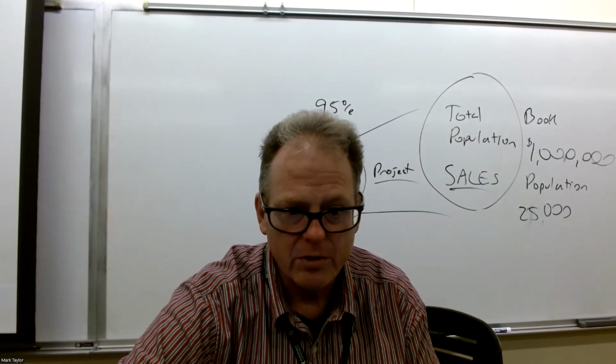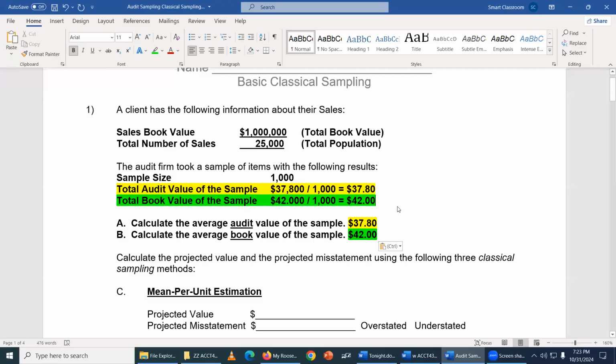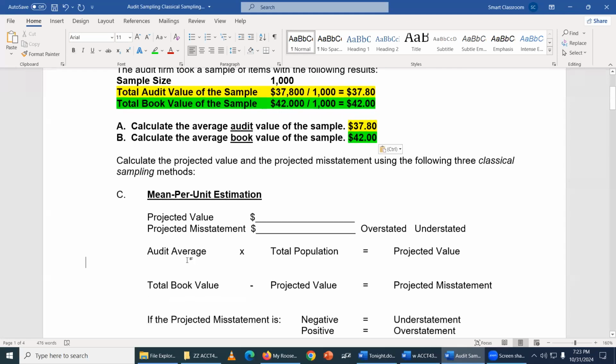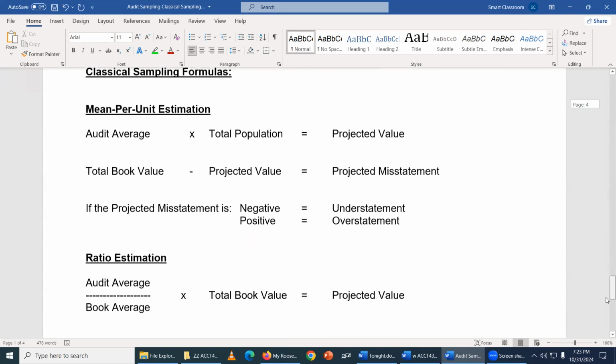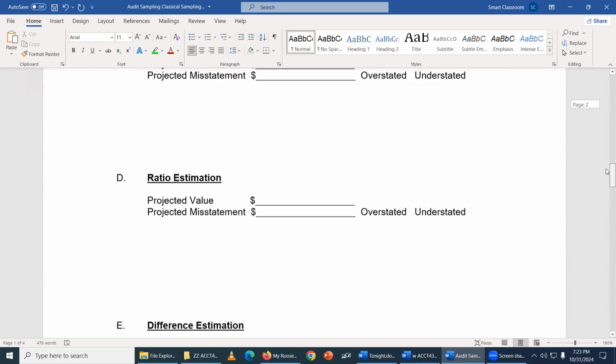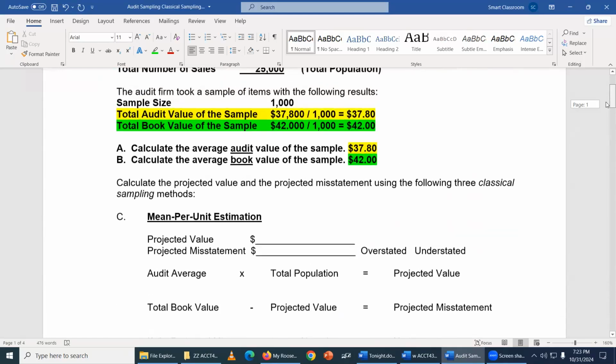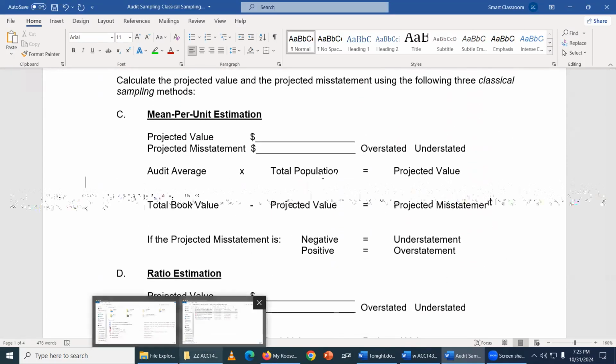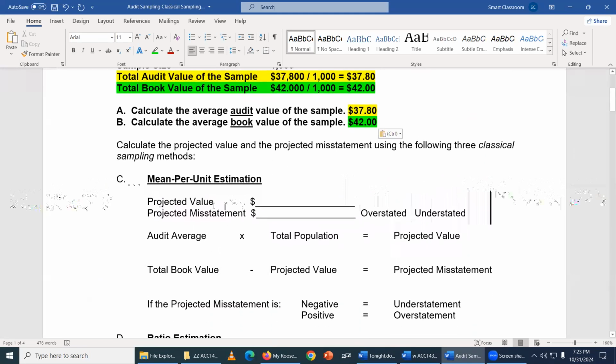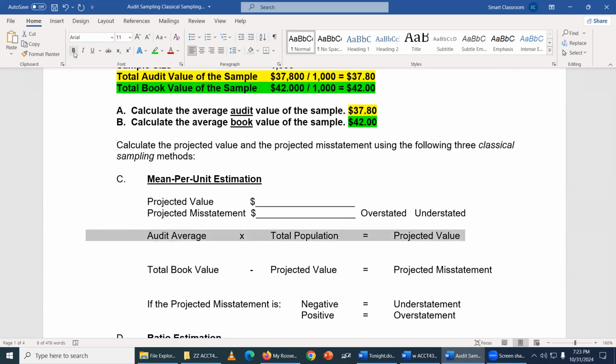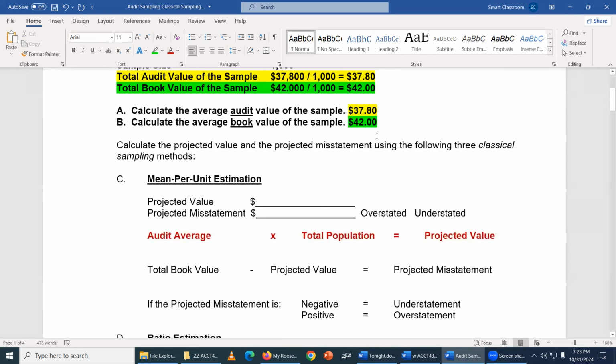And the first one is the mean per unit. And I have the formula here. By the way, the formulas are also at the end of this thing, if you want to take a look at them. Okay. So, mean per unit. We're going to take the audit average. Let me highlight this. So the audit average is 37.80.